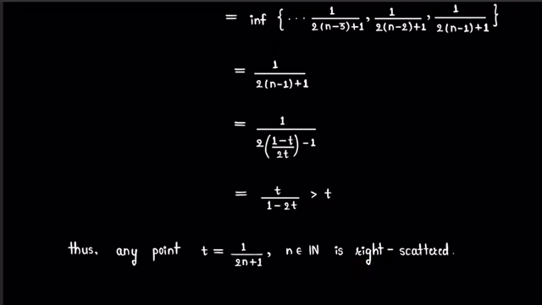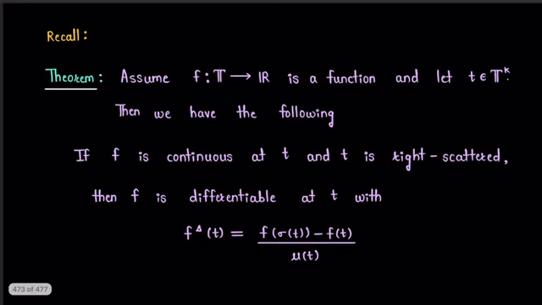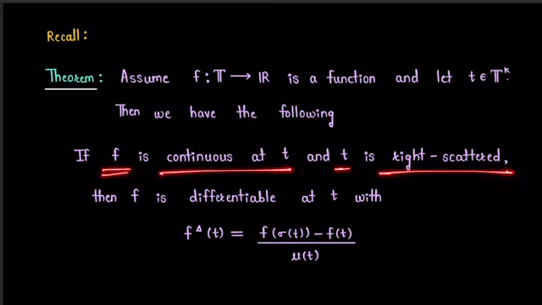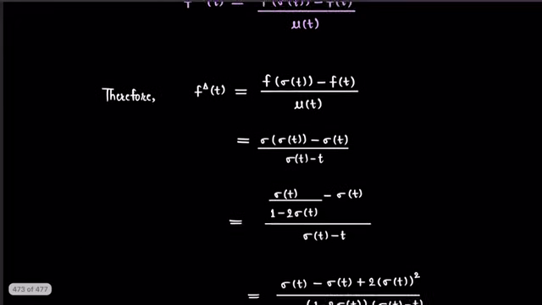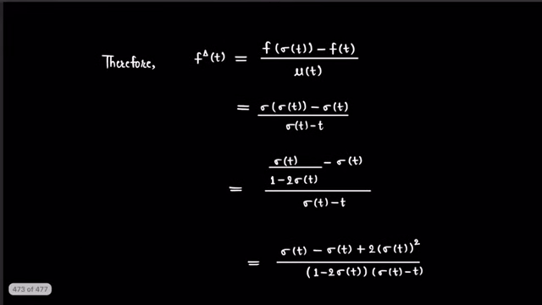Now to find the derivative at this right scattered point of the given function, we will use this theorem. The statement of the theorem is: assume f is a function from time scale T to R and let t be a point in set T to the power k. Then we have the following. If f is continuous at point t and point t is right scattered, then function f will be differentiable at t, with delta derivative of the function f equal to f of sigma t minus f of t divided by mu t. Now in our case also, f is continuous at point t and t is right scattered.